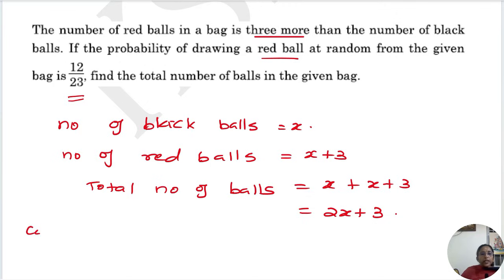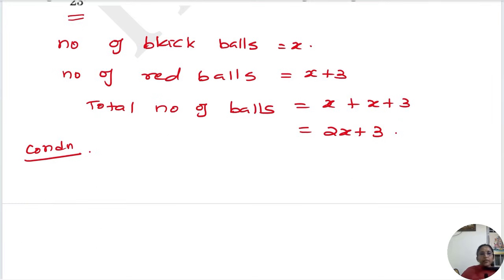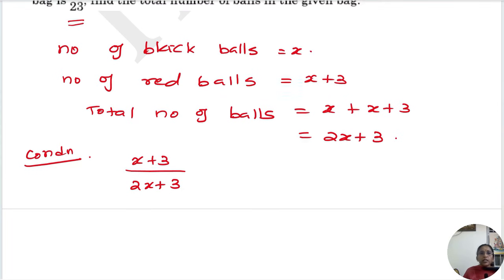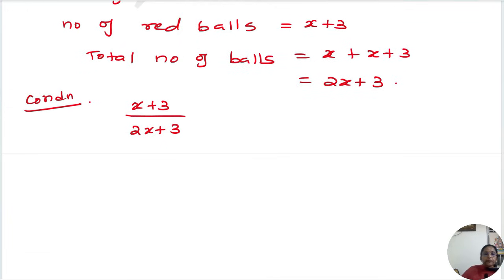So based on the condition given in the question, the probability of drawing a red ball, the number of red balls is x plus 3. So that is our favorable count. And our total is 2x plus 3. So what is the data given in the question? The probability value is 12 divided by 23. So you can equate this value with 12 divided by 23.